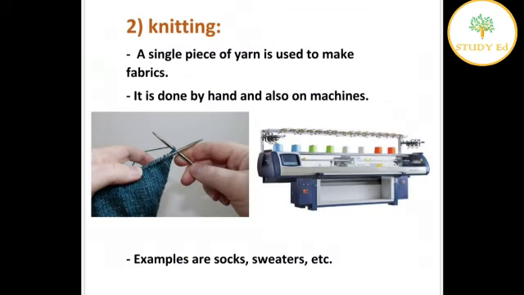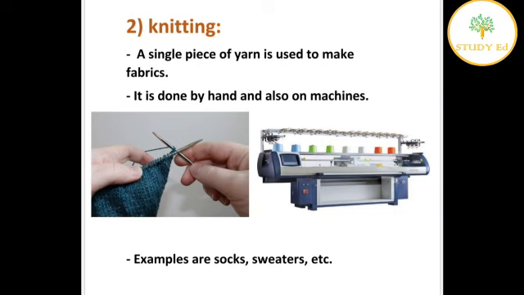Our second process is knitting. A single piece of yarn is used to make fabrics, and it can also be done by hand and with the help of a machine. In the first image you can see that a person is knitting a sweater or a sock, and in the second image is the machine by which the knitting process is done. And the examples of knitted fabrics are socks, sweaters, etc. So these were the methods used for making fabrics, and these fabrics are further used for varieties of clothing items.